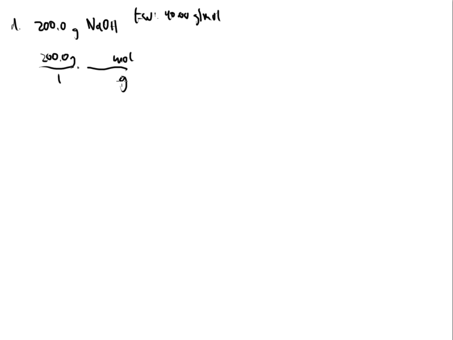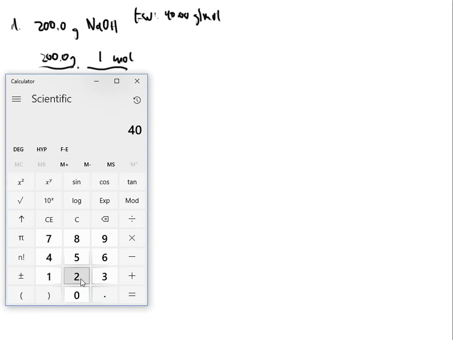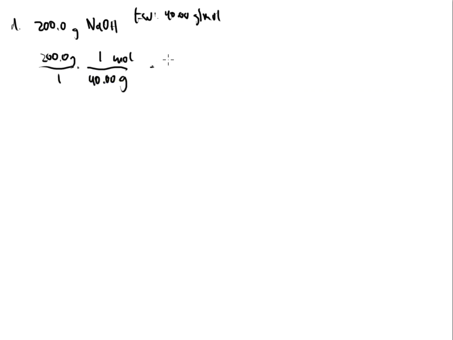So in this step, there's my gram. So 40 is going to go there per 1 mole. So a 1 goes there. So I'll bring up my calculator if you need it. 200 divided by 40. Enter. That gives me 5. So 5 moles of NaOH is what we've used.